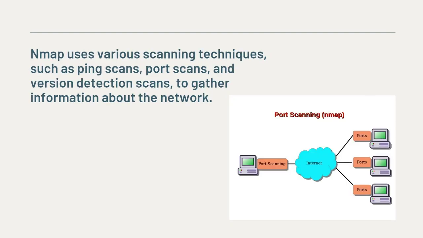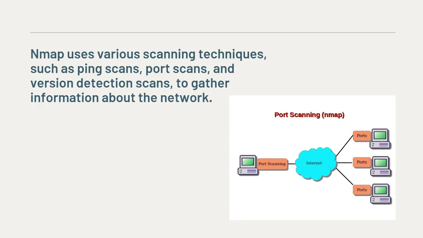Nmap uses various scanning techniques such as ping scans, port scans, and version detection scans to gather information about the network. A ping scan is a basic scan that sends an echo request to a host and waits for an echo reply to determine if the host is alive or not.